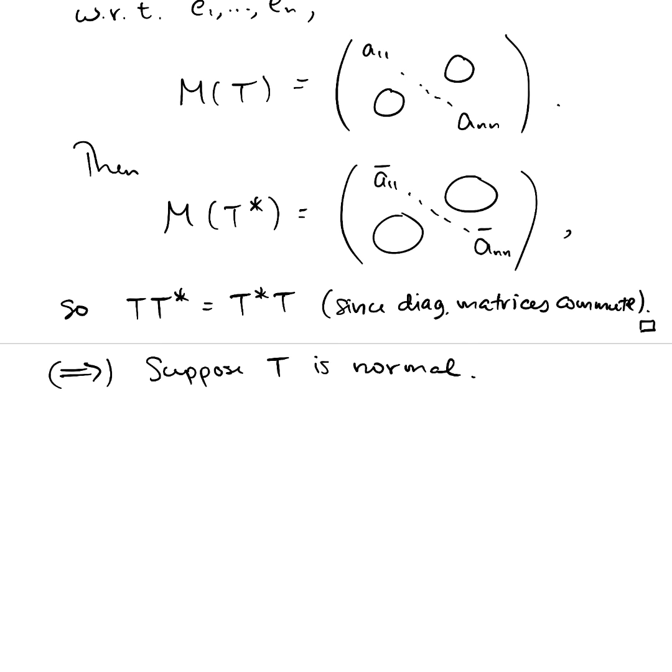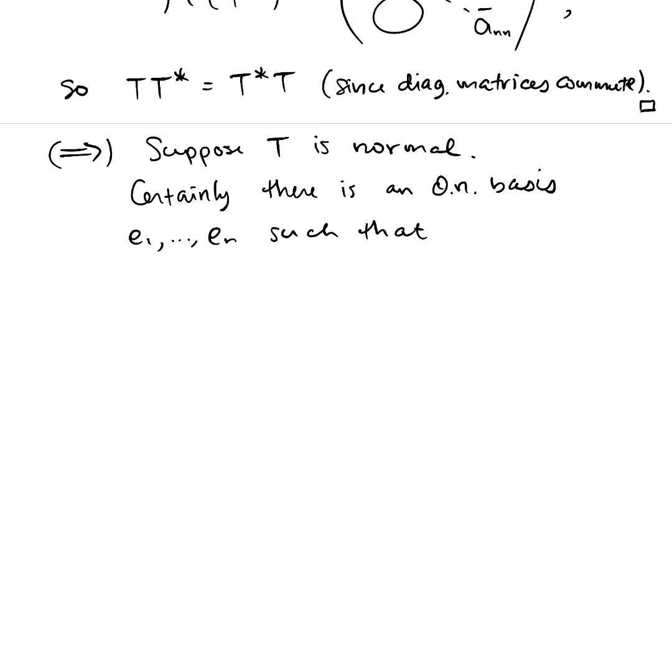Was it 6.38 maybe? Something like that. Schur's theorem is the one that says, if your inner product space is complex, finite dimensional, then you definitely have an orthonormal basis with respect to which the matrix is upper triangular. Okay, so this is me just writing that out right now. Certainly there is an orthonormal basis E1 through En such that M of T turns out upper triangular.